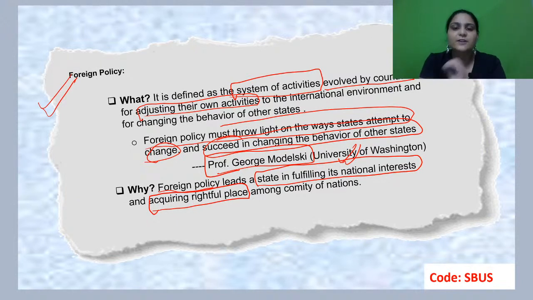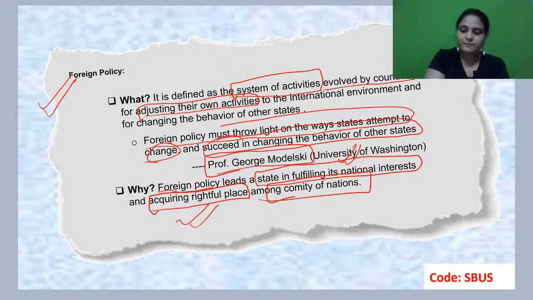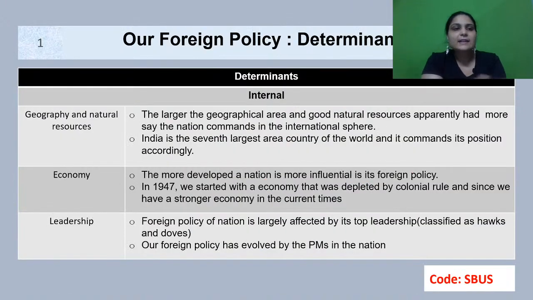Sometimes you need to put your foot down and take your nation forward to acquire its rightful place amongst the comity of nations. Now, with that, let's proceed to the first part of today's lecture. That is, what are the determinants of foreign policy? So, what have we learned so far? What is foreign policy? Why is it required? Now we will learn the determinants of foreign policy.